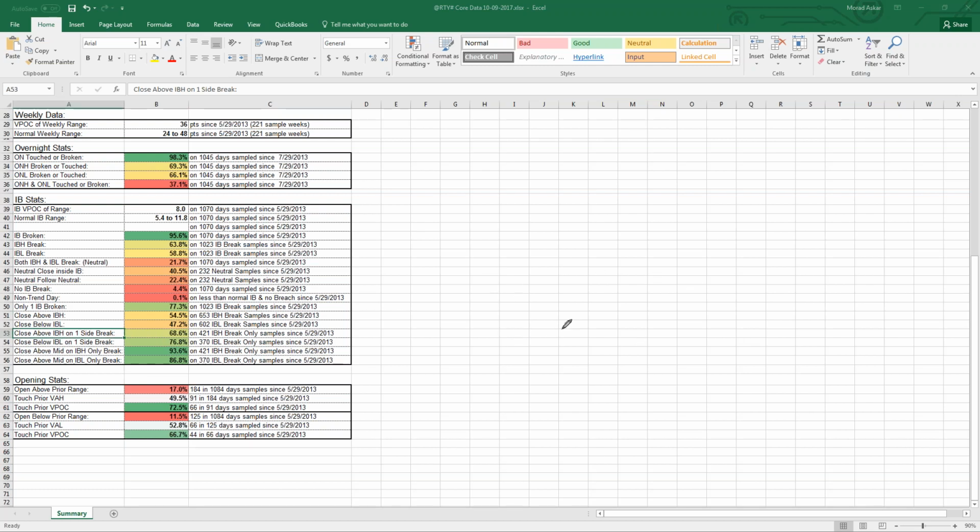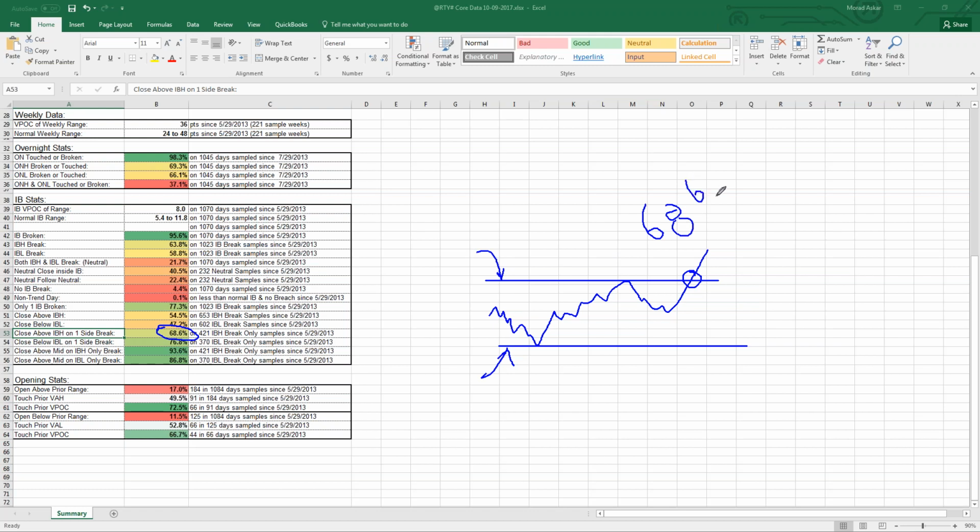Here's your initial balance. Market opens, tests low, okay, tests high, comes back, breaks. So this is where it broke the IB high. This is the first hour's high, first hour's low. What this number here is saying is 68.6% of the time, it's going to close above the IB high. So if you're in here, you need to hang on until the close. This is a stat that helps you hold on to a trade.